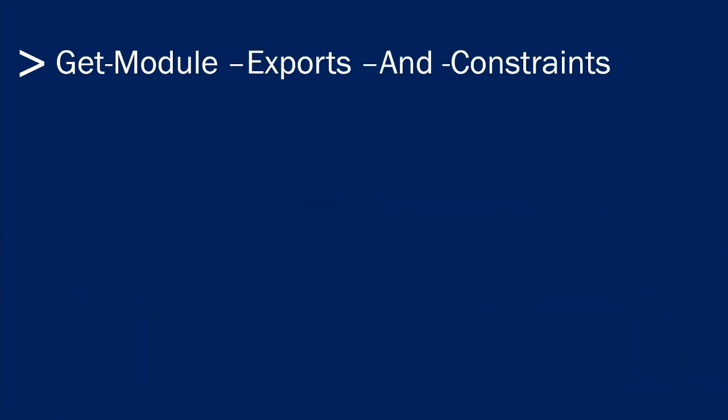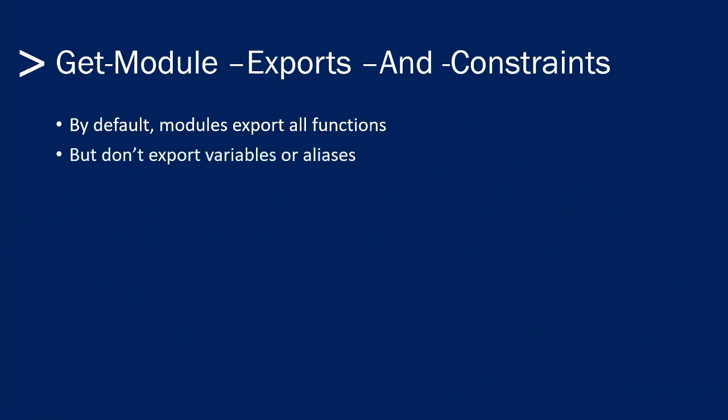Okay, the next thing to understand about modules is a little bit more brain fun, but it's very, very useful. So modules, by default, will export every function that you have. They won't export variables or aliases, but there is nothing in the world stopping you from doing so. In fact, you can use Export-ModuleMember to do exactly that. You don't have to use Export-ModuleMember, but the moment that you start using it, you're constraining your outputs to just what you've said Export-ModuleMember to be.